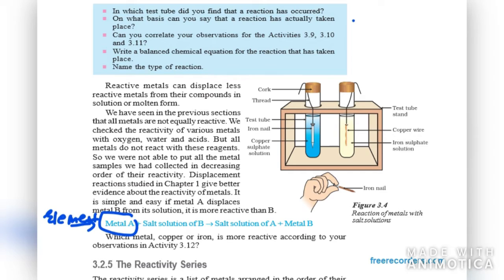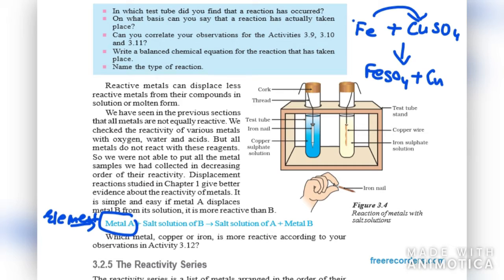So as you can see in this figure 3.4, there is a reaction of metal with salt solution. So they have an iron nail, that is Fe, and another is copper sulfate. Now Fe is more reactive than copper in the reactivity series. So there will be a displacement reaction and it will form FeSO4 and copper will be released. So this is how the reaction takes place in the displacement reaction.